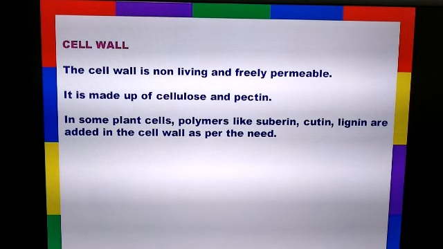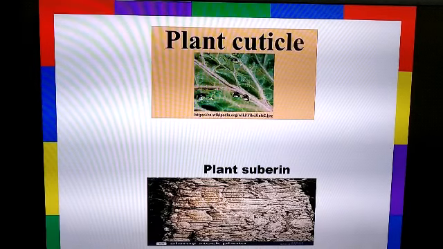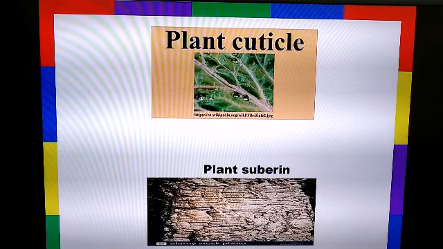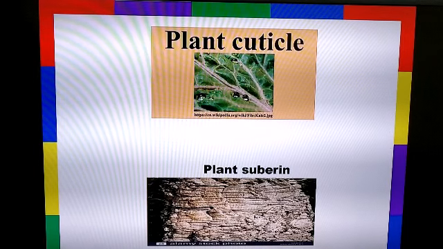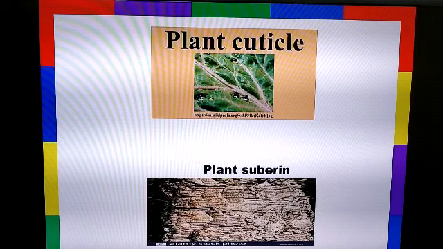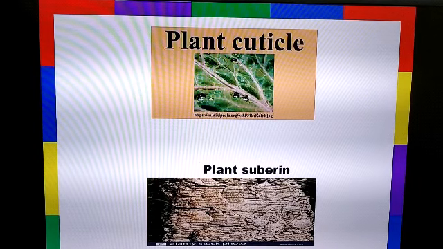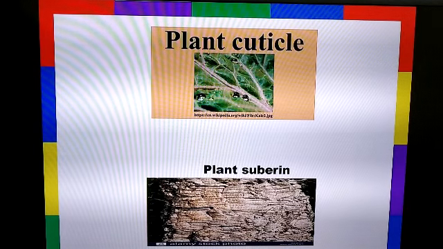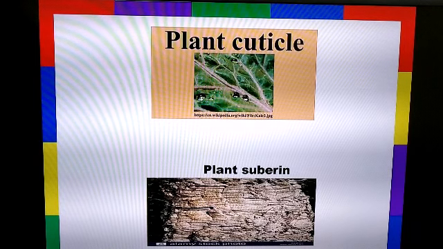For example, if you consider cutin. Cutin is a waxy substance which is present on the plant surfaces that makes the surface of the plant waterproof and protects the leaf from decaying. Similarly, in higher plants, there is a waxy covering which is present over the epidermal surface of the leaf, which is called as a cuticle.